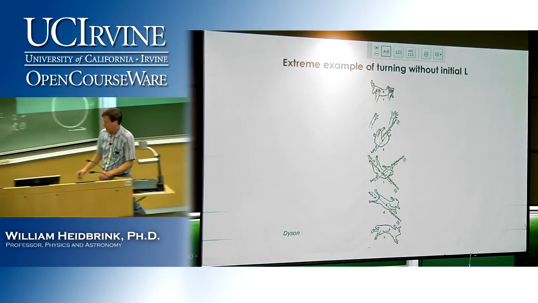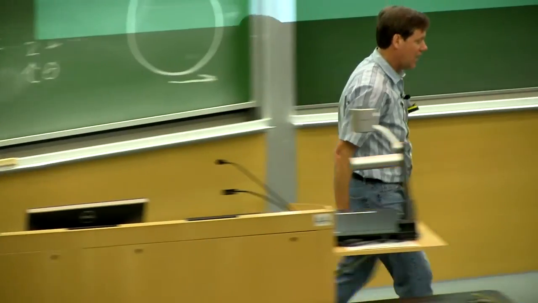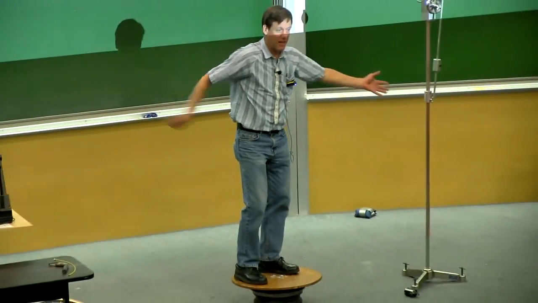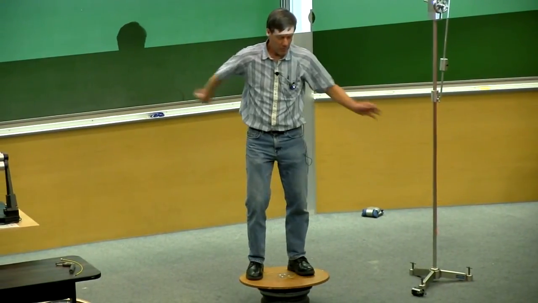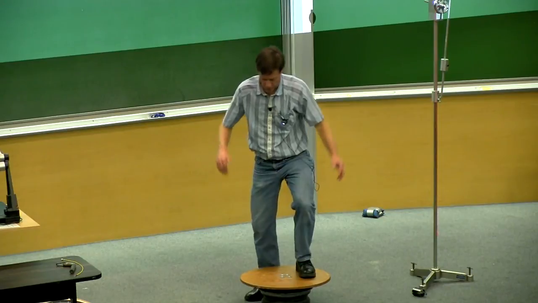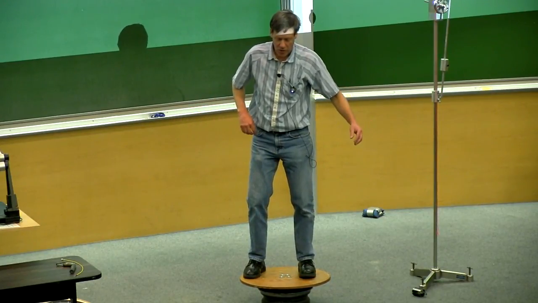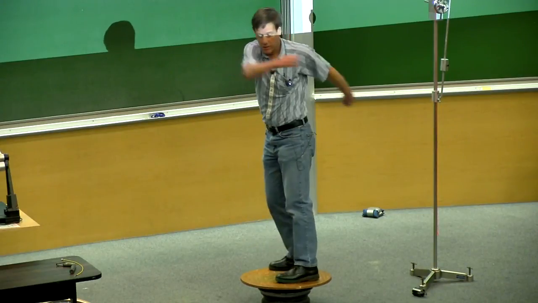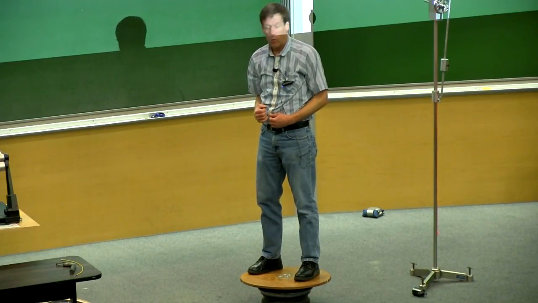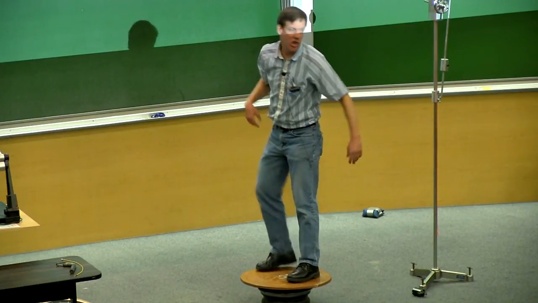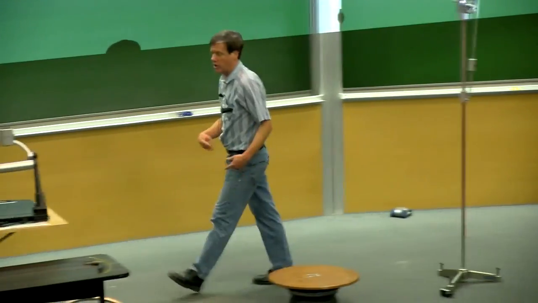Now, I can show you a crummy version of this because I'm not nearly as agile as a cat. First you've got to start with no momentum. Okay. So if you rotate your upper body, it will move your lower body. See? So you can do it like that.